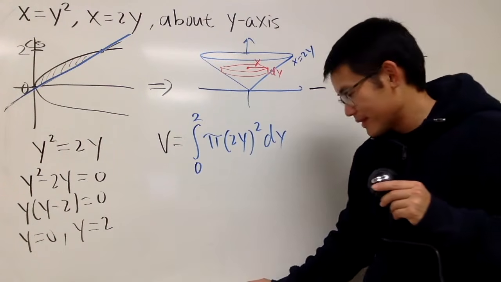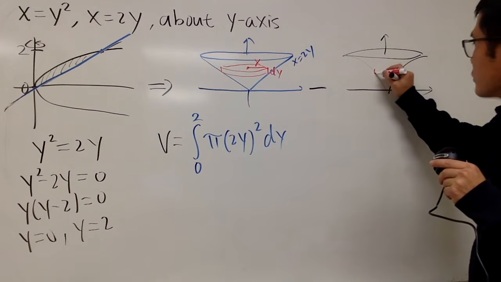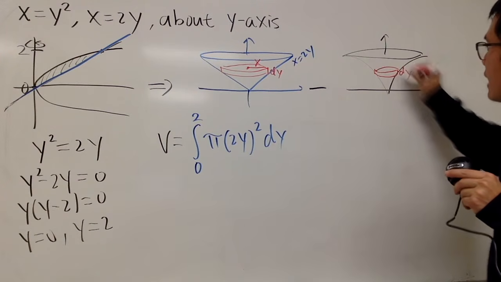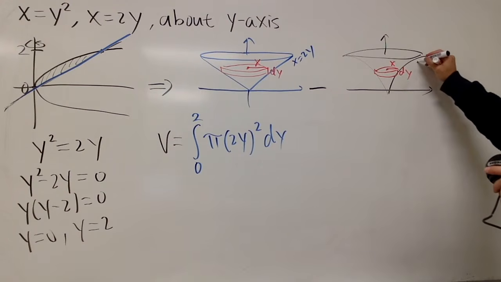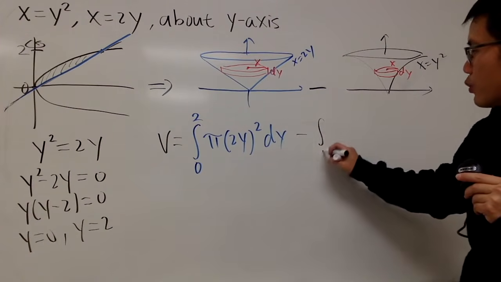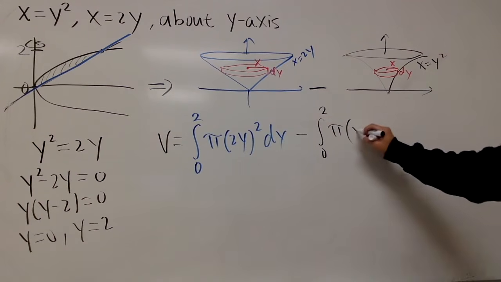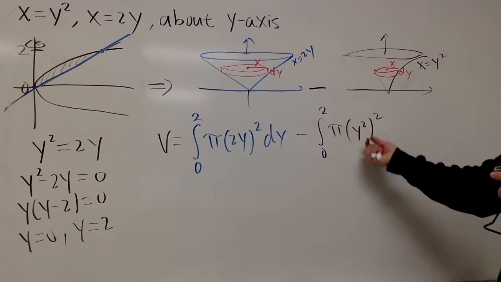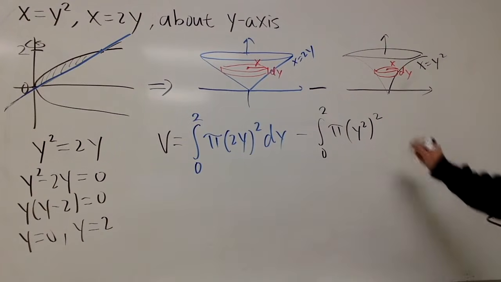So just like that. Secondly, for this one, same thing, right? So you have the disk right here. And you see this is the dy, and this is the x. And for this one, the curve is the one in black, which is x equals y squared. And I will just have to subtract integral from 0 to 2. Pi is pi. X is y squared, put the y squared right here. And don't forget to square that again. This is because the function is y squared, and the square is because of the pi times radius squared. All right, and then we have the dy.